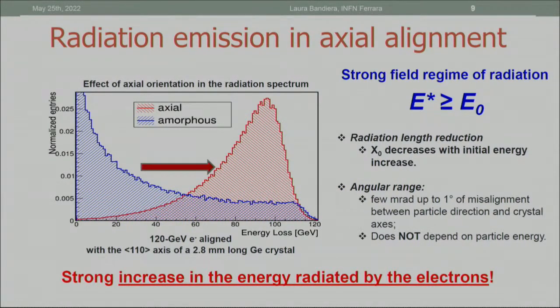So you have a decrease of the radiation length that becomes shorter depending on the initial particle energy. But do I have to be precise in the alignment with the crystal? Not so much. The angular range goes from a few milliradians, but you can see an effect even around 1 degree. So it's not so small, it's not microradians. What is important is that the angular range does not depend on particle energy, but only on the type of chosen crystal, so the depth of the material and of the chosen axis.